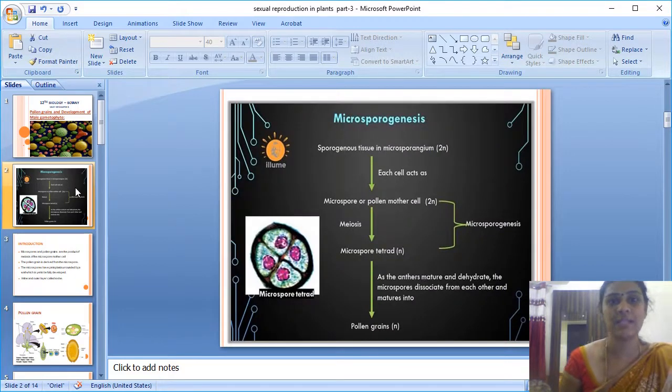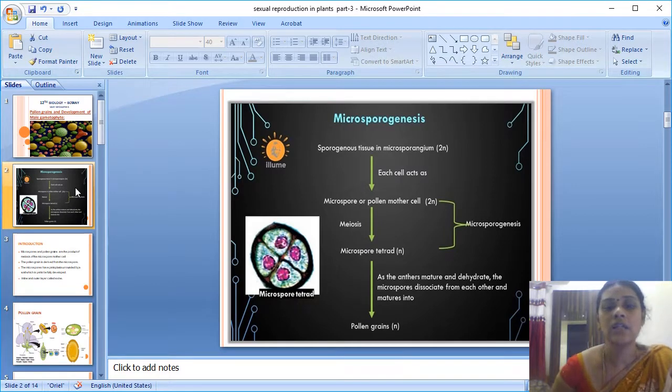Once again I am repeating here: microsporogenesis means the sporogenous tissue in the microsporangium. Microsporangium means the inside part present in the anther. There only your sporogenous tissue is formed. How is it formed and developed? By the division which takes place in the anther wall. The anther wall is divided from the archesporium, as we have seen in the last video. The inner side division develops as sporogenous tissue.